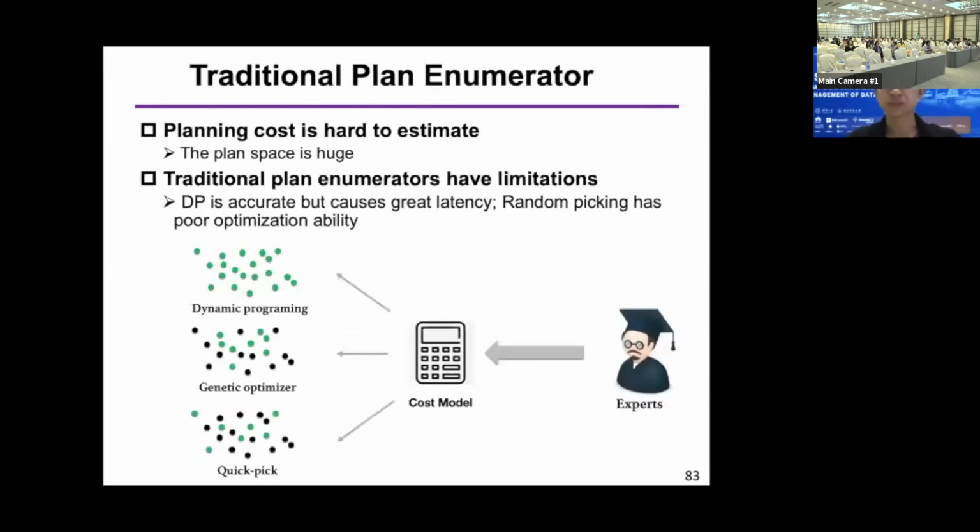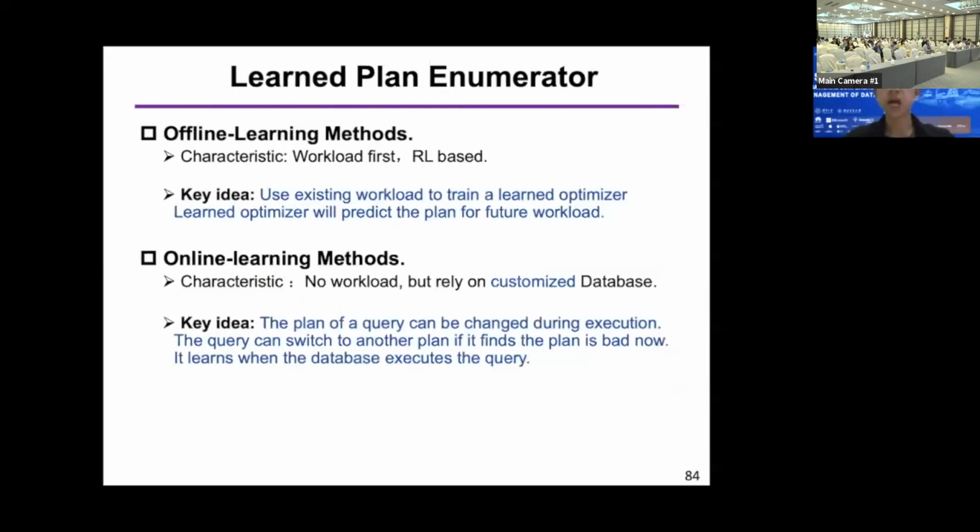Next, let's see the plan enumerator. A traditional optimizer just relies on heuristics or dynamic programming to select high-quality query plans, like operator selection and join order selection. However, the plan space is very large. A traditional optimizer cannot give a very high-performance plan within limited time.